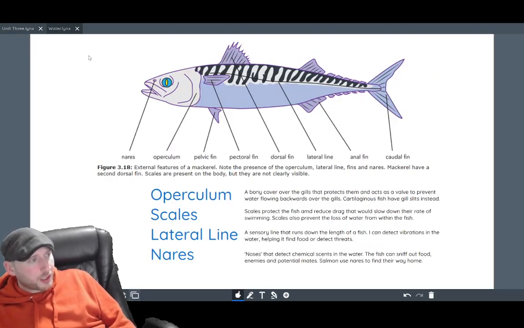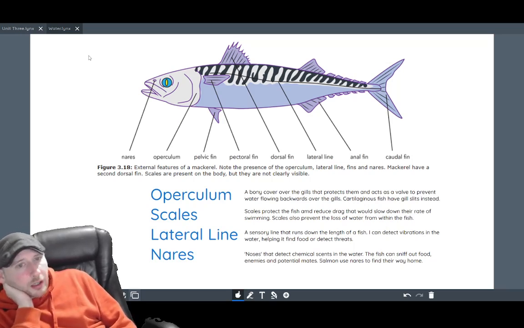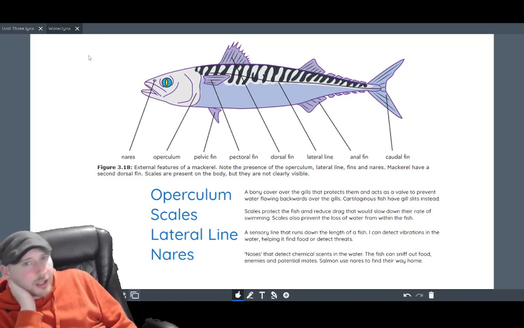So here we've got a nicely labelled fish. It's got the nares, the operculum, the pelvic fin, the pectoral fin, the dorsal fin, the lateral line, the anal fin, and the caudal fin, all well pointed out here, if I can say that. Now, we need to know what each of those different things means. So we're going to start by looking at the operculum, the scales, the lateral line, and the nares, and then we'll go on to looking at each of those different types of fins and why they're important.